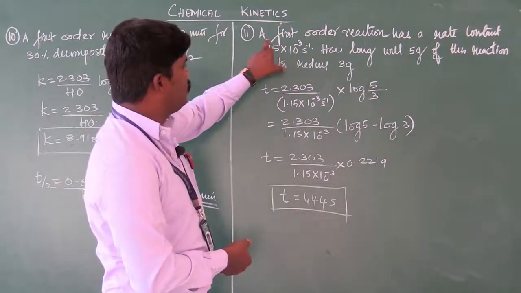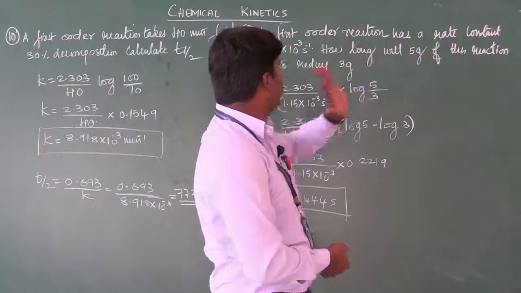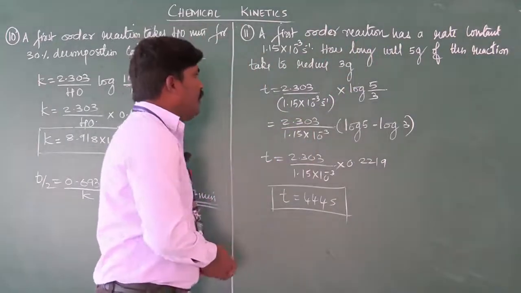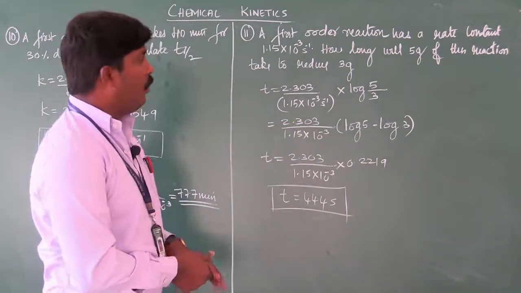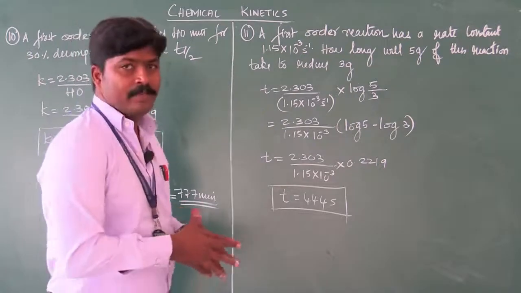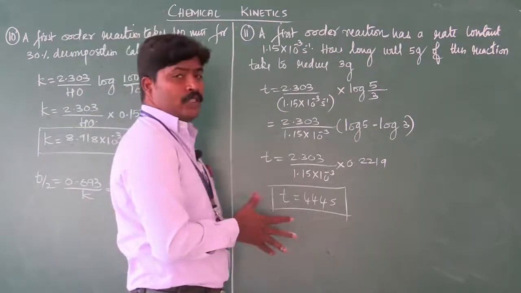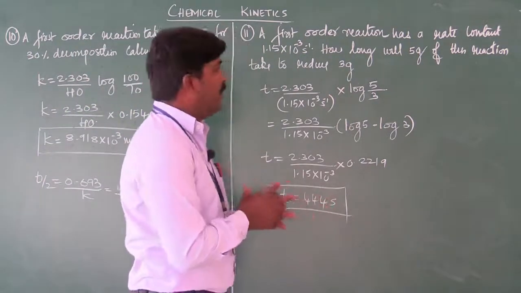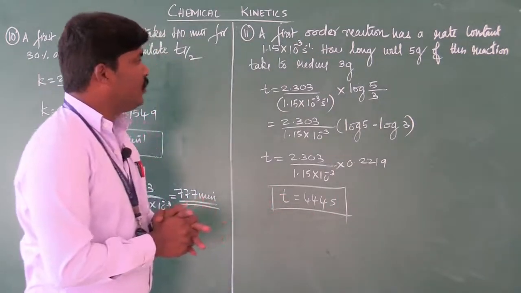Question number 11. A first order reaction has a rate constant of 1.15 × 10^-3 per second. How long will a 5 gram sample take? That means I should find t. How long will a 5 gram sample of this reaction take to reduce to 3 gram?